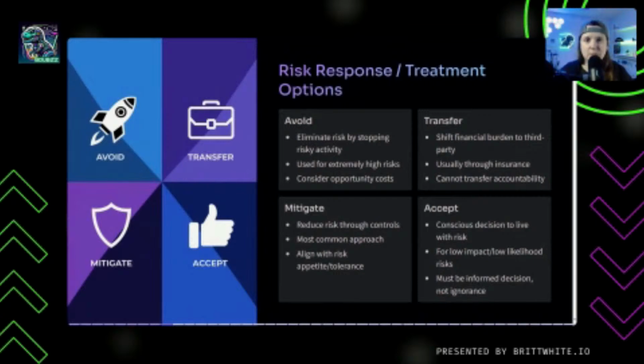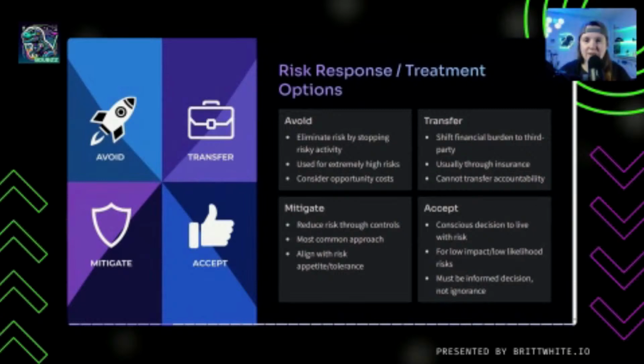Think of installing sprinklers in your house to mitigate the risk of fire damage. We aim to reduce either the likelihood of the risk occurring or the impact if it does, or ideally both for a layered approach. Risk mitigation is about reducing risk to a level that aligns with the organization's risk appetite and risk tolerance. And finally, we can accept the risk.